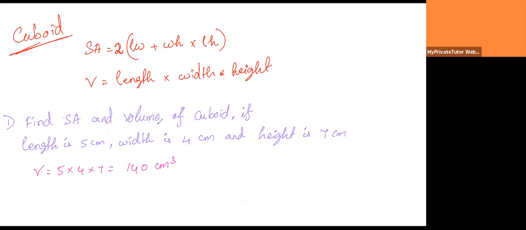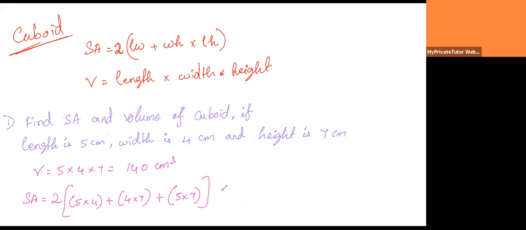So what about surface area? If you want to use the formula, you can. I hope you are able to remember the formula. Are you both okay with the formula, or do you want me to explain a different way? If the formula is fine, then 2 times length into width. Let me directly substitute the values. The 5 times 4, plus 4 times 7, plus 5 times 7. Good.